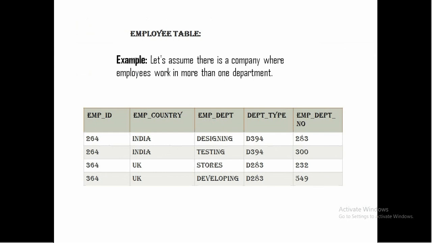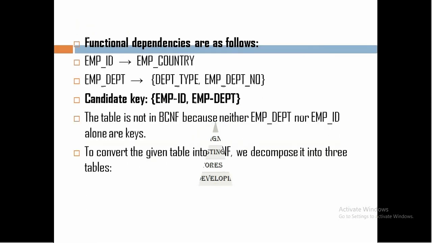Let's take an example here. Employee table. There is a company where employees work in more than one department. Here employee ID 264, country India, department name, 264 works in designing and also in testing. 364 works in stores and 364 also works in developing. So from employee ID we are not able to determine employee department here. Table is not in BCNF because neither employee department nor employee ID alone are keys.